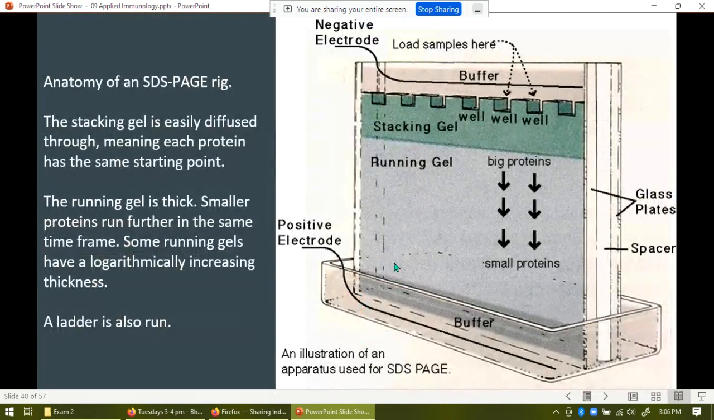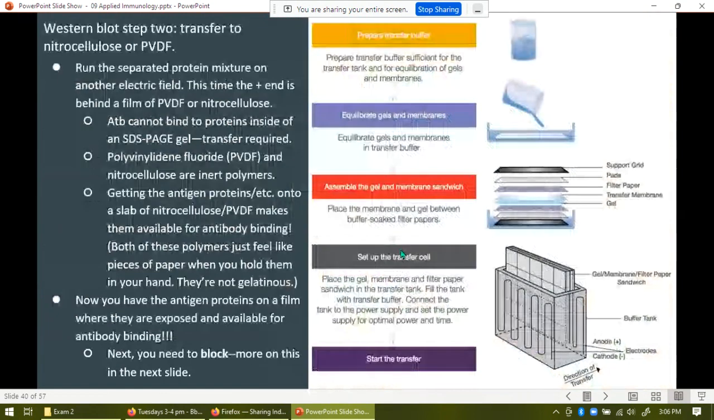Okay, so you do not add your Coomassie blue dye during a Western blot. What you instead do after your SDS-PAGE, and this is just another view of an SDS-PAGE, is you transfer the proteins onto nitrocellulose or PVDF. The reason is that when they're in the polyacrylamide gel, the antibodies can't get into the gel.